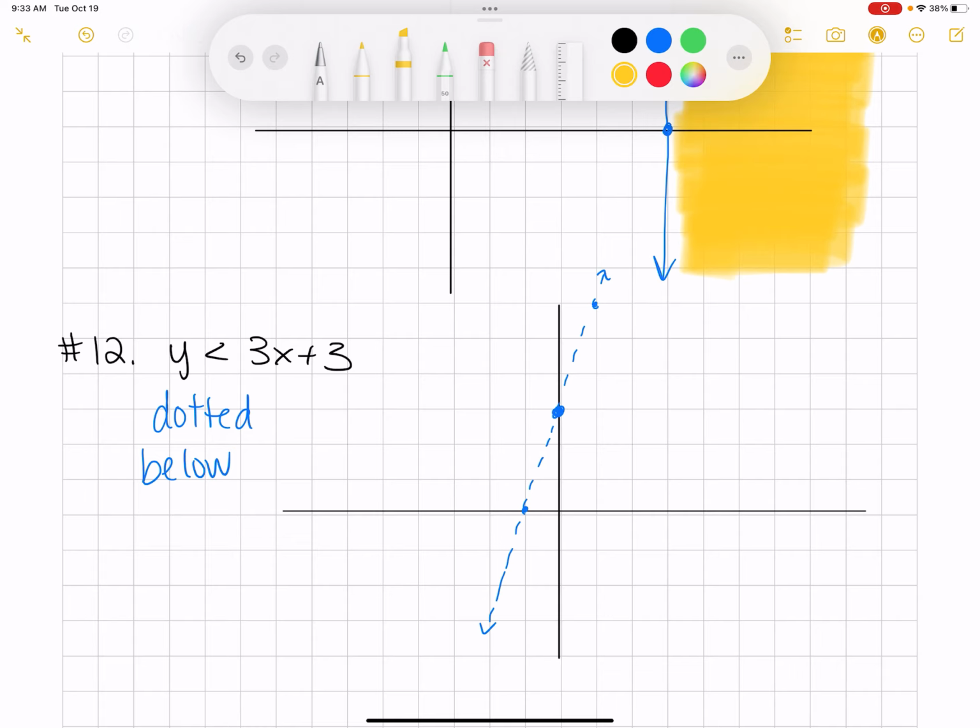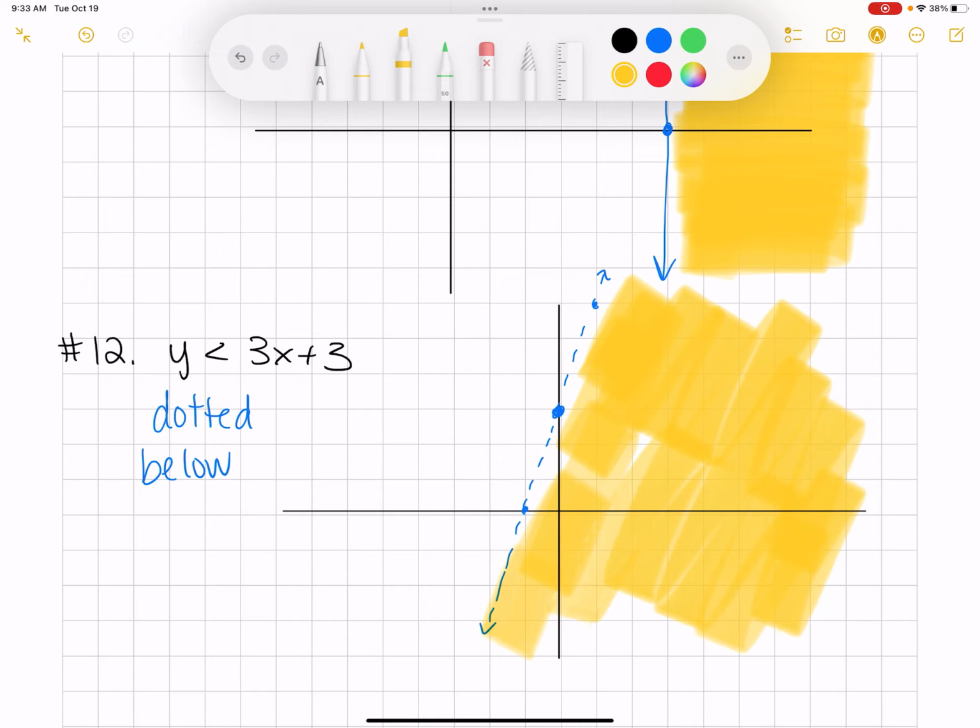Then for shading, I'm down here, right? It's where these y values are smaller than the line. This whole area.